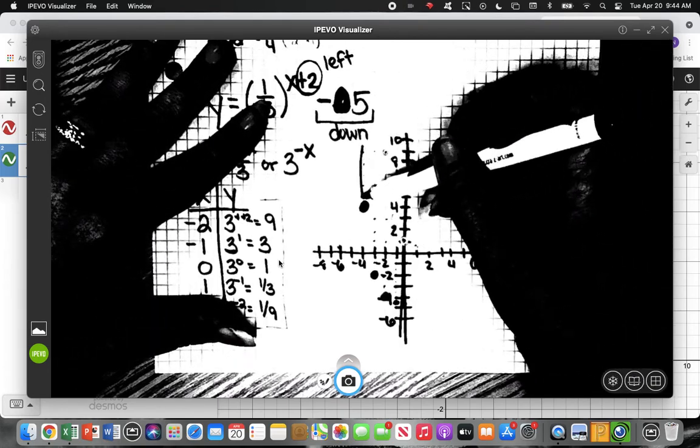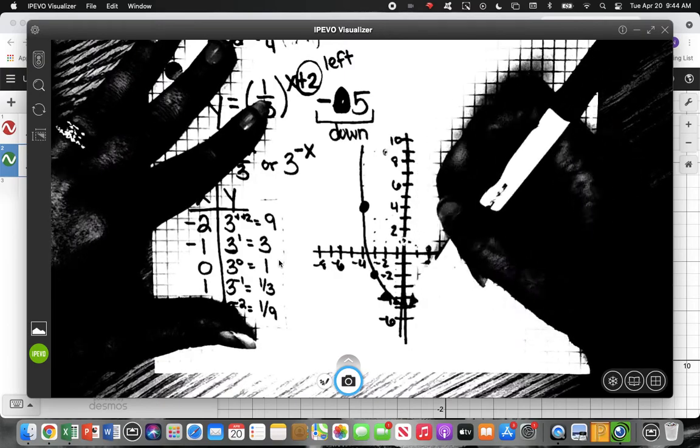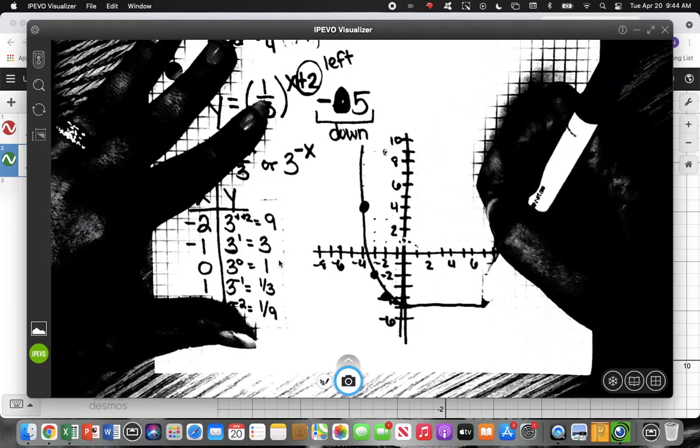But never crosses it. And this one, we've got some exponential decay.